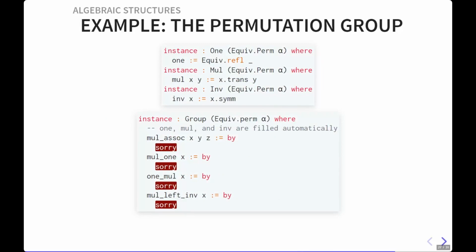So all you'll have to do is prove these things are associative and do the right thing with one and inverse. And this isn't in the exercises because it's boring. The exercises just show you how it's done.